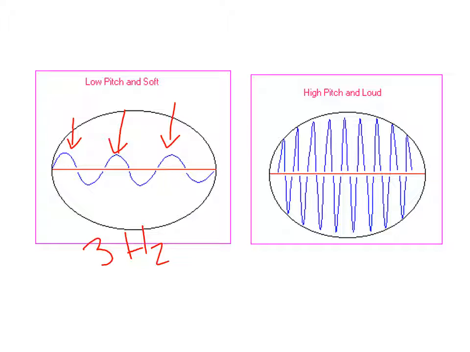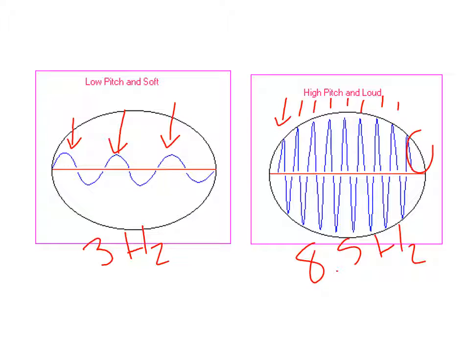Now the one on the right, let's see, we have 1, 2, 3, 4, 5, 6, 7, 8 waves, and then there's about a half of a wave left over. So this would be 8.5 hertz. So in this case, there are more waves per second. So this wave on the right has a higher pitch.